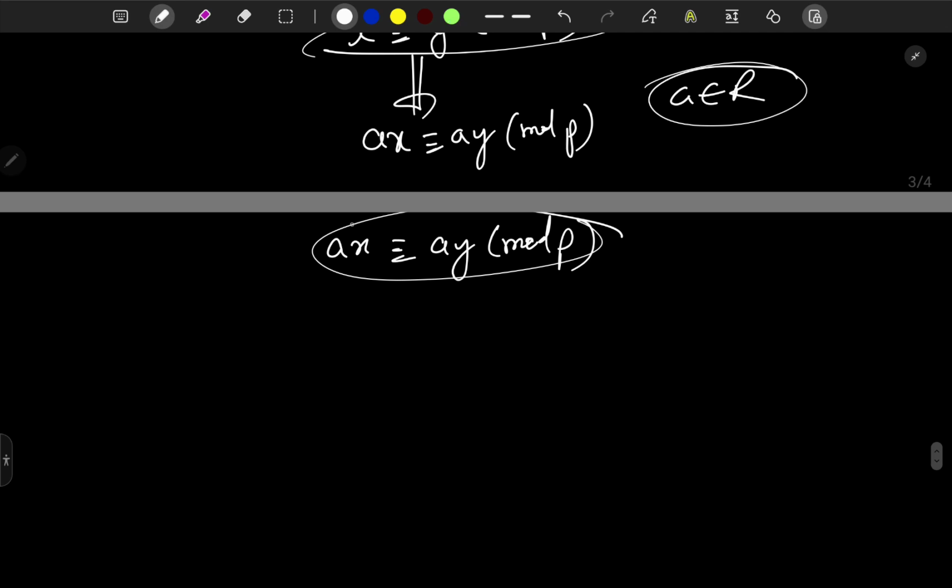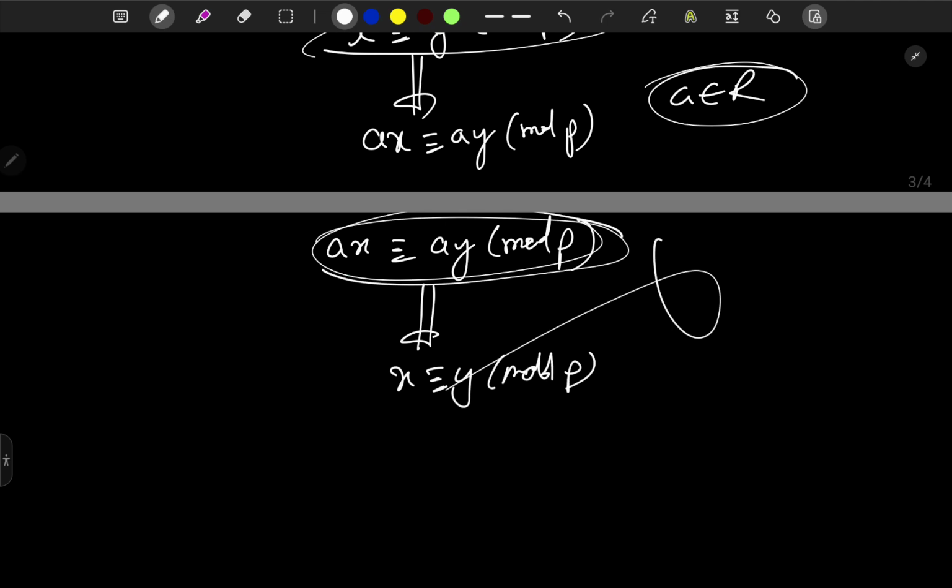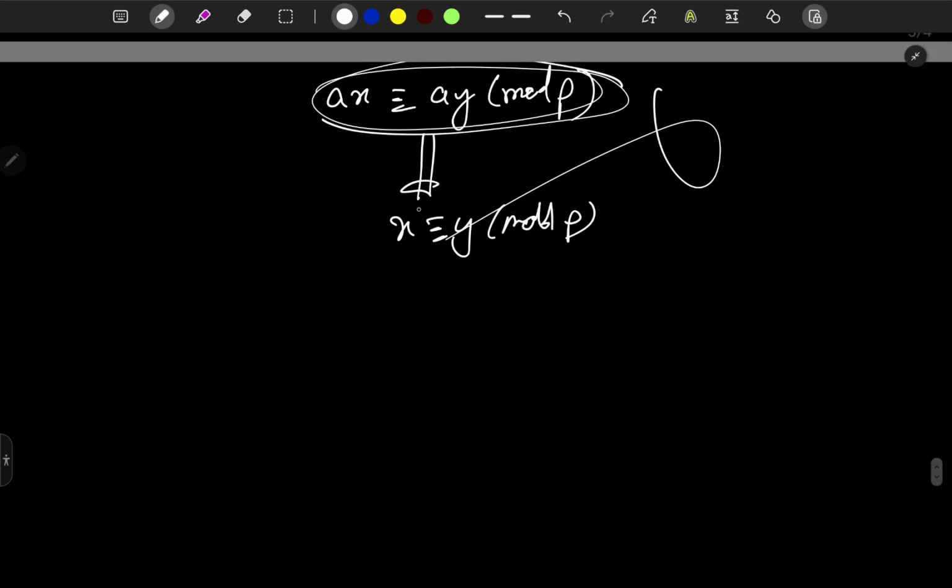If I have it like this, then can I directly cancel like this, like normal? Answer is no. My question is, if I have ax congruent to ay mod p, can I write x congruent to y mod p? Answer is no. I can write like this only when some other condition is there. So I will write, ax is congruent to ay mod p, and a comma p equals 1.